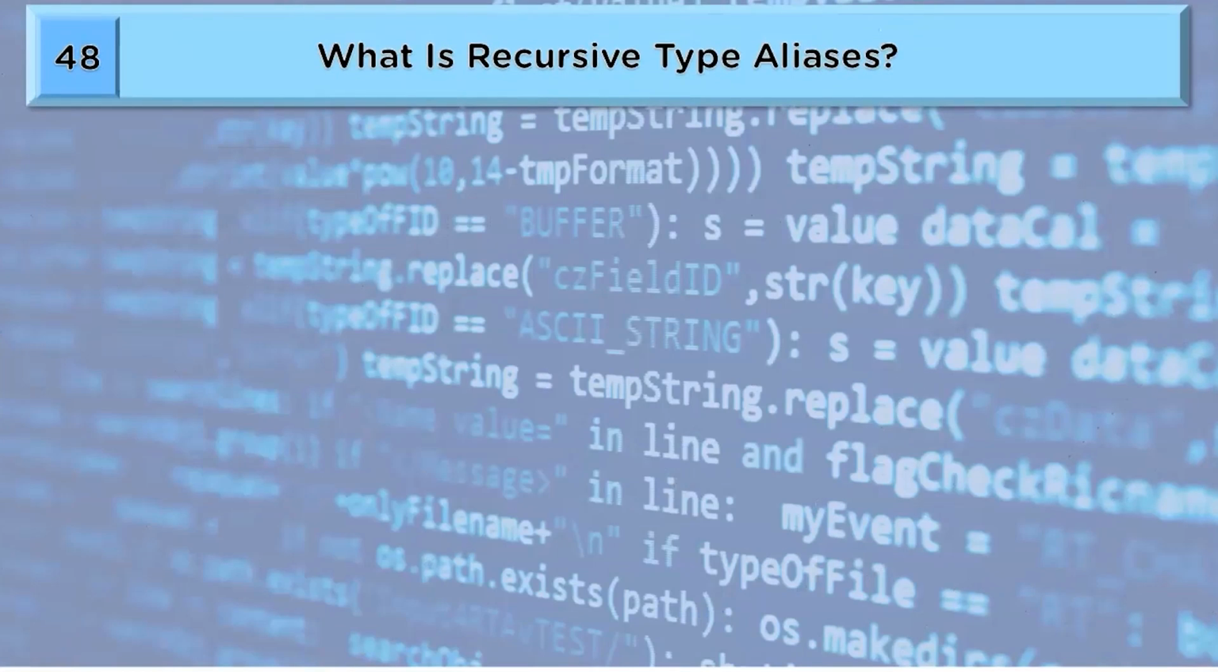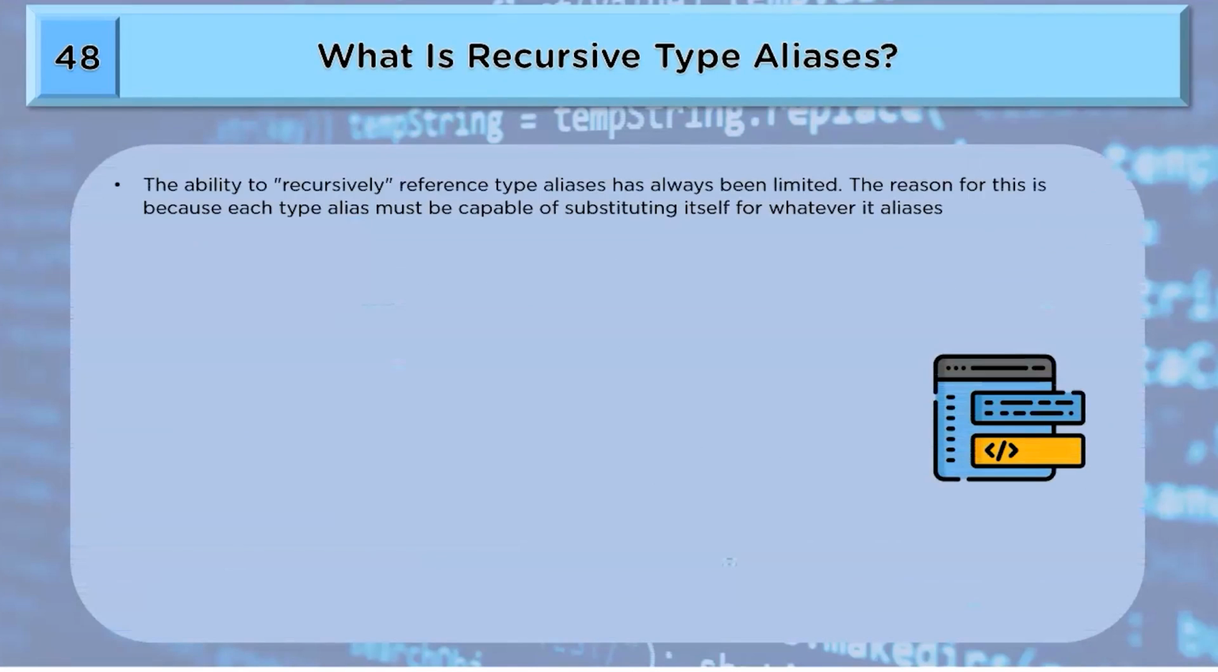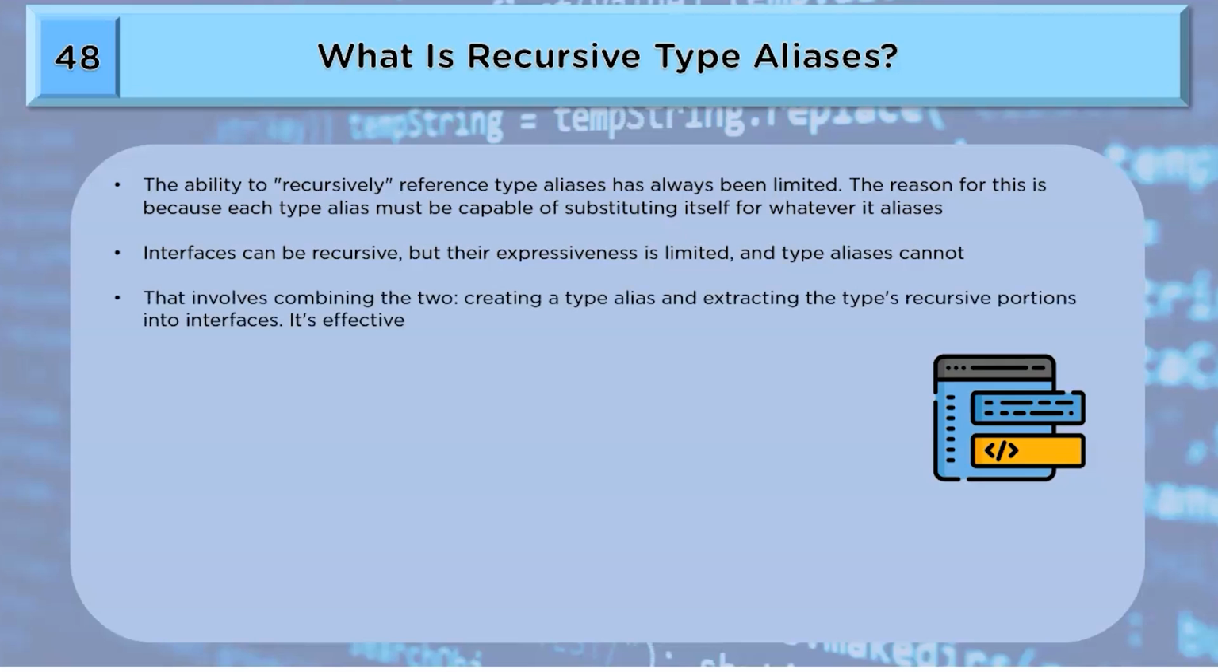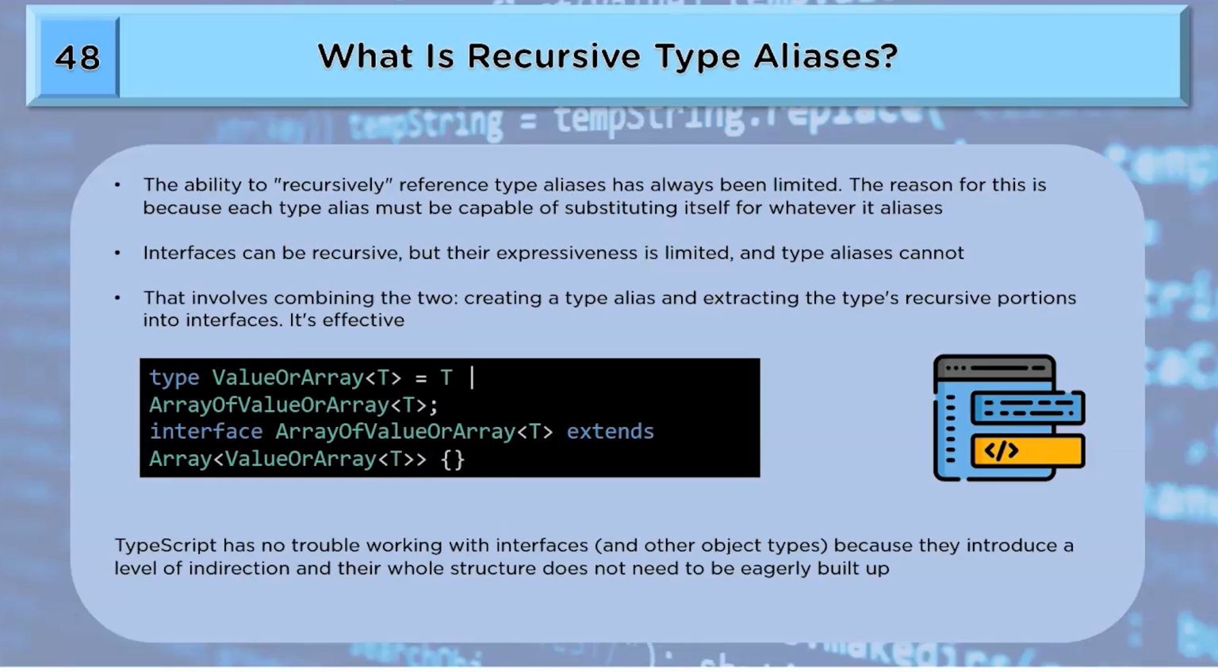What are recursive type aliases? The ability to recursively reference type aliases has always been eliminated. The reason for this is that each type alias must be capable of substituting itself for whatever it aliases. Interfaces can be recursive, but their expressiveness is limited, and type aliases cannot. That involves combining the two, creating a type alias and extracting the type's recursive portions into interfaces. It's effective. TypeScript has no trouble working with the interfaces and the other object types because they introduce a level of indirection and their whole structure does not need to be eagerly built up.